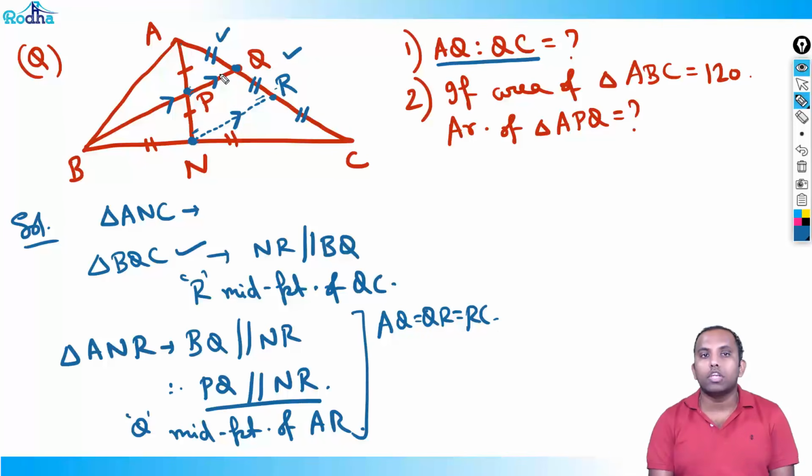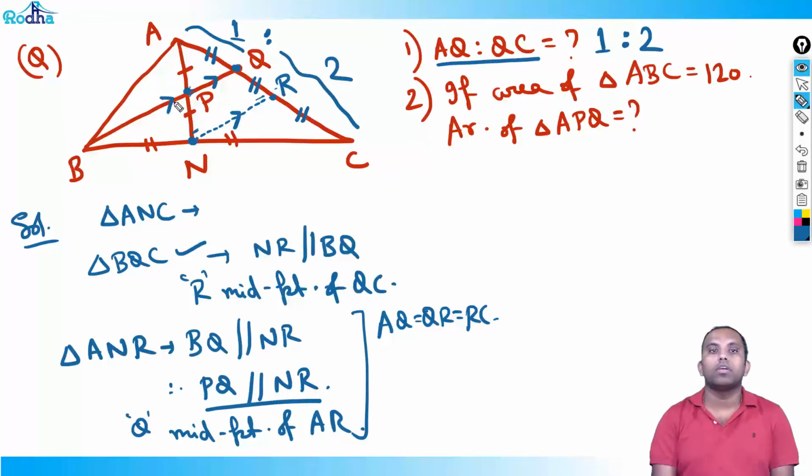Fine. So what is the ratio here? This is trisected at Q and R. AC is trisected at Q and R, right? So if all are 1, 1, 1, all three parts are equal, so what is AQ to QC? Answer is 1 is to 2. So very good concept, right? Okay, now next question, second one.